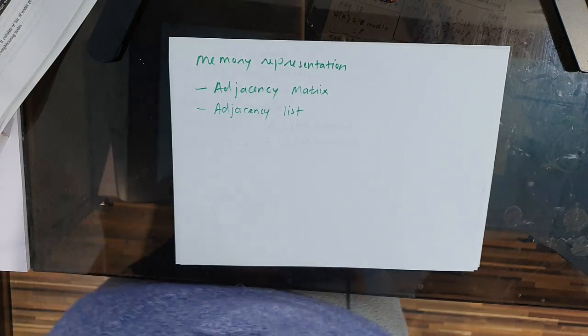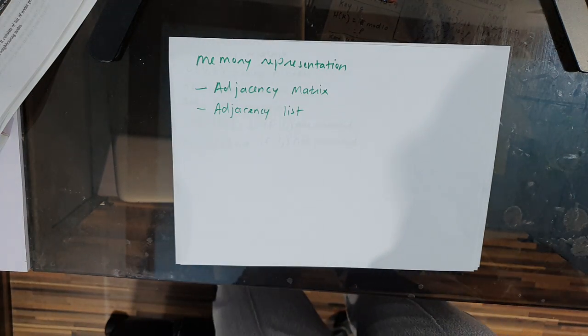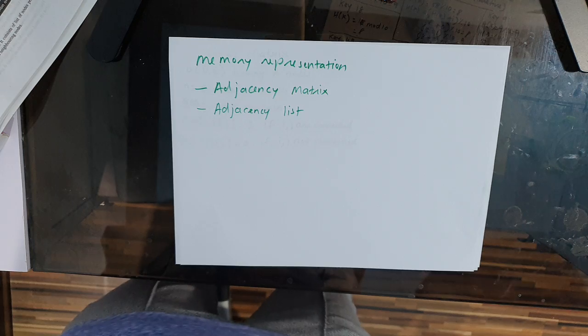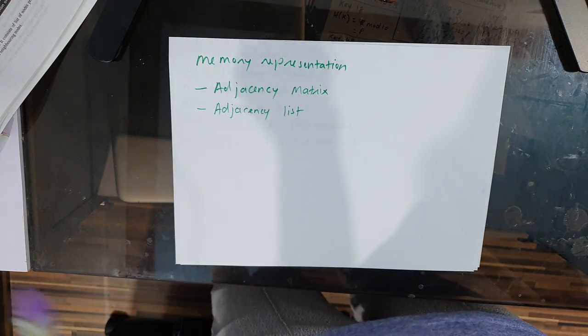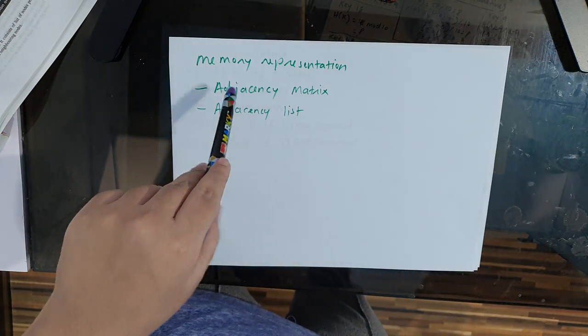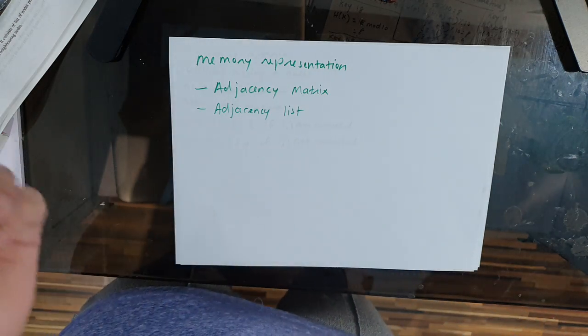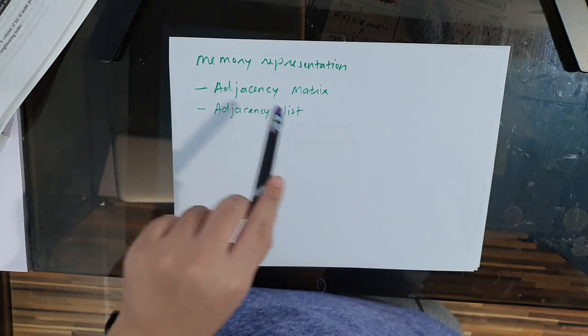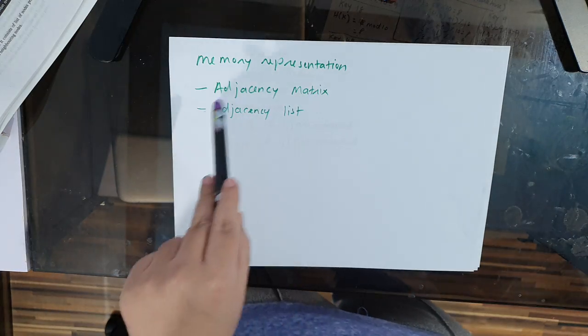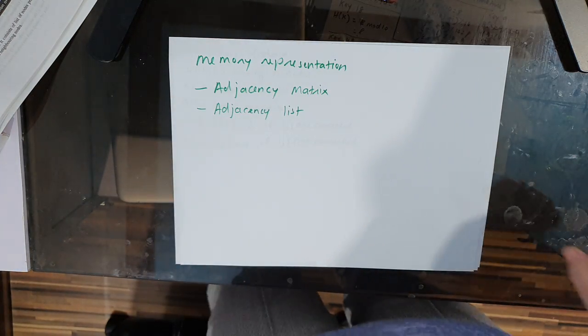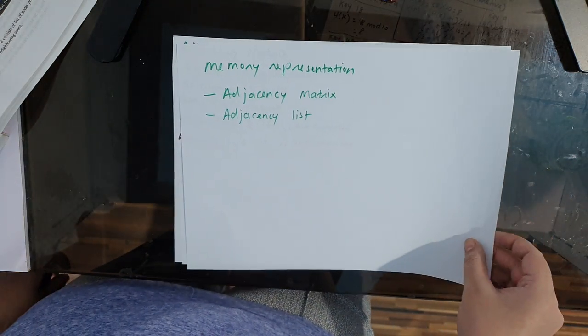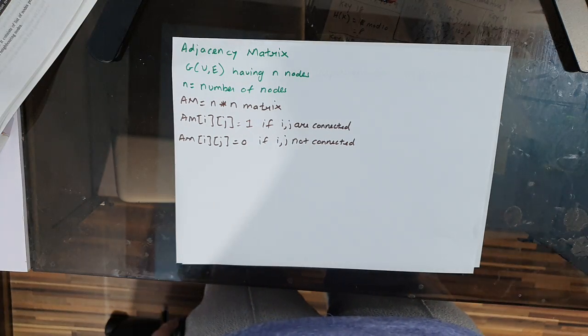So we are going to understand today the memory representation of graph. In memory, the graph can be represented in two ways. It's either the matrix or the list format, for which we are going to use the linked list basically. So this is called adjacency matrix and adjacency list. In detail, let's understand what is adjacency matrix and what is adjacency list.